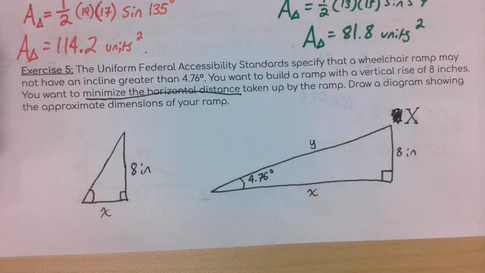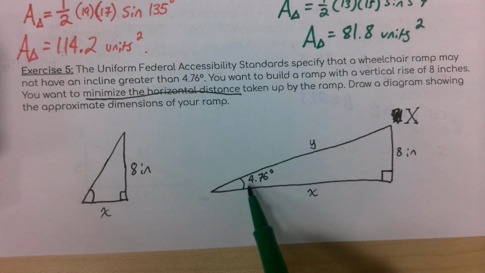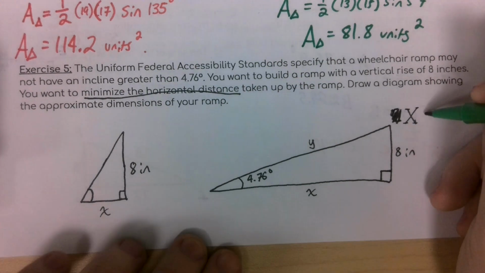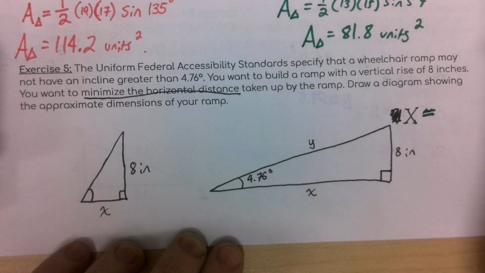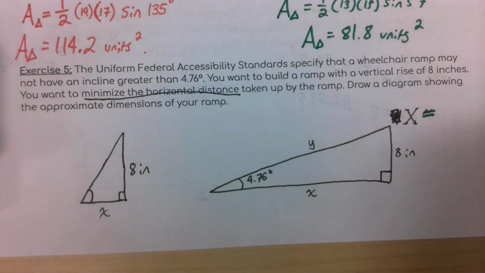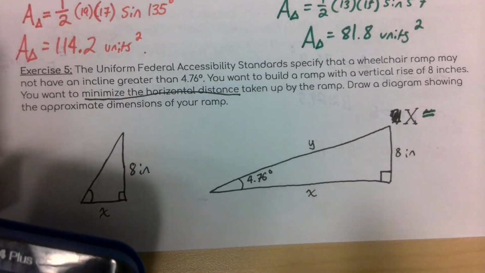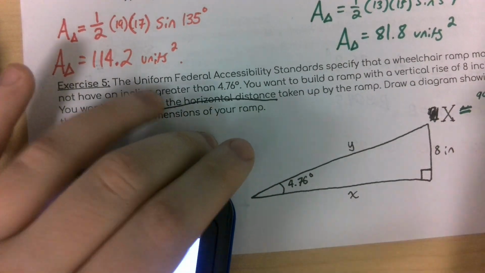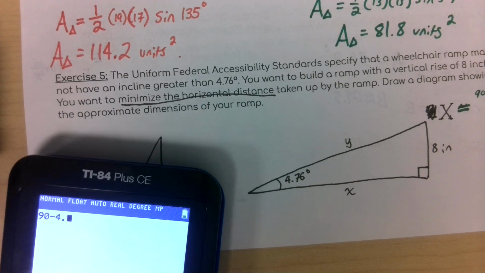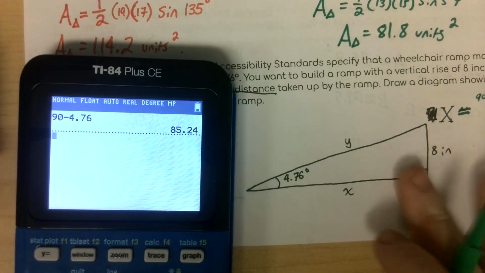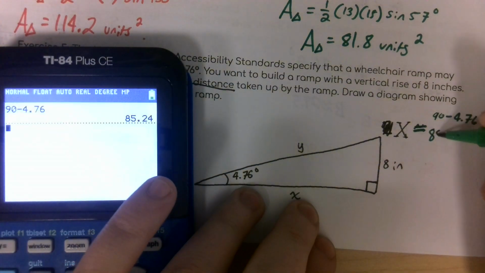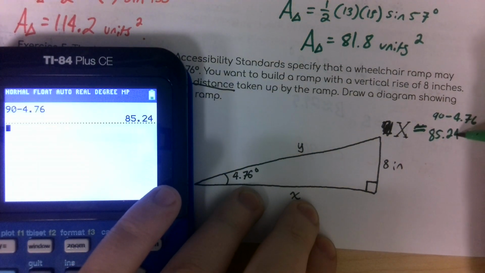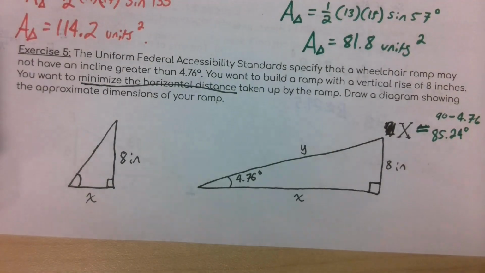So, what would be the easiest thing to find? Well, since we know two of the angles, we know that angle X is supposed to be the third angle. We know that X and 4.76 should add up to make 90. So 90 minus 4.76 will give us the angle for angle X: 85.24 degrees. Nice. Now we've got to find the two sides.